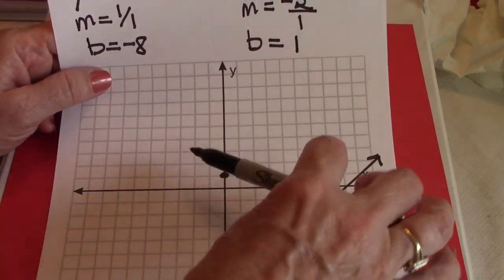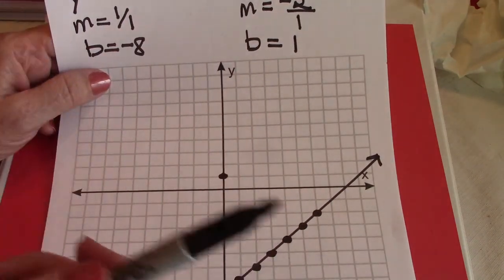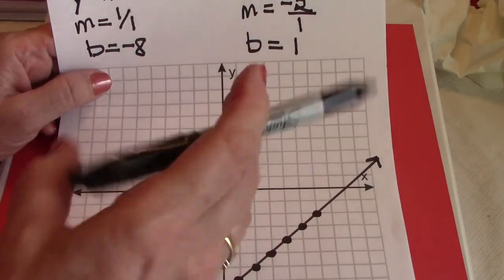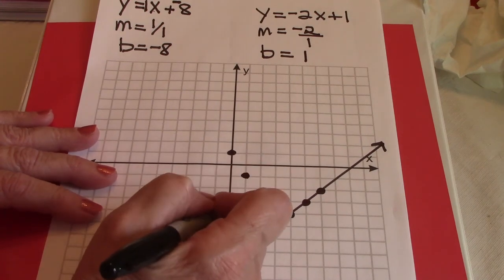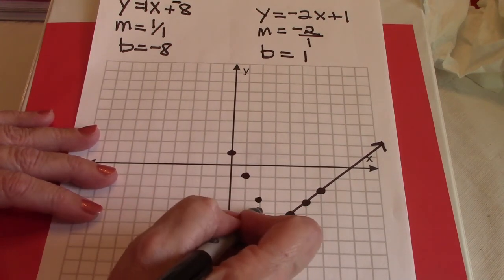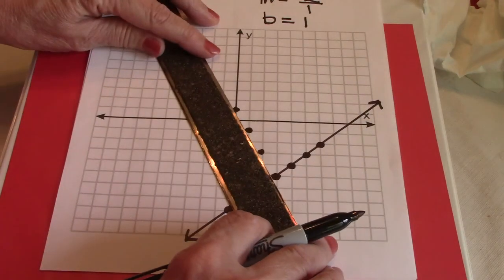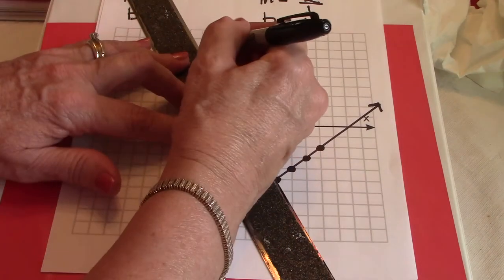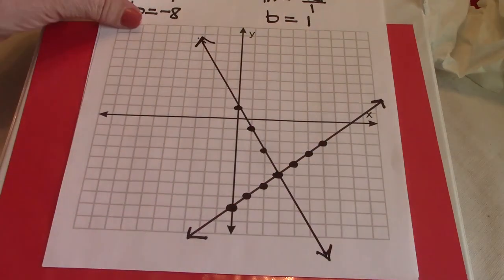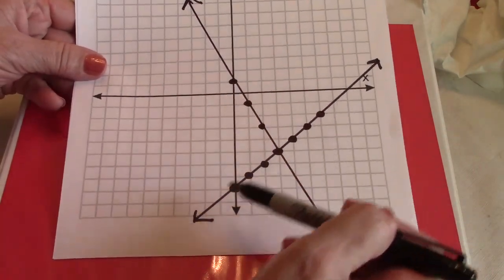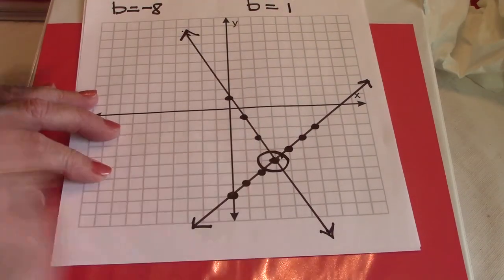So I can either go to the left and up or to the right and down to use that negative. So I'm going to go down 2, 1, 2, and to the right. Down 2, and to the right, down 2, and to the right, and looky, looky what I found. I found my point of intersection. What is my point of intersection? It is the point that my first line and my second line cross, and it is right there.